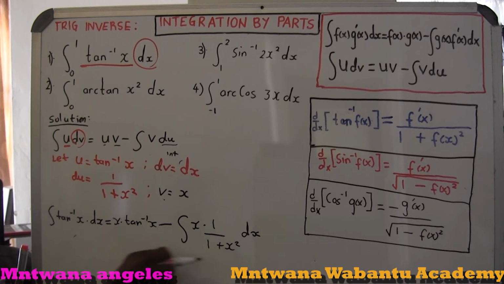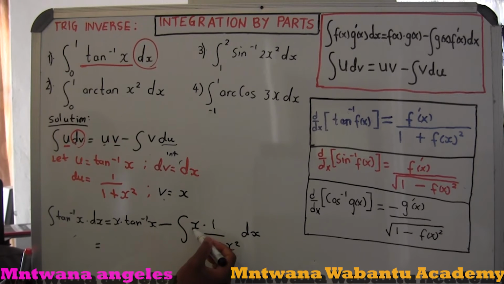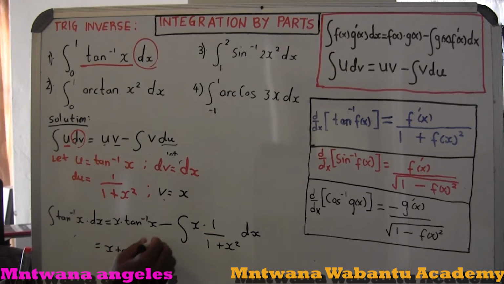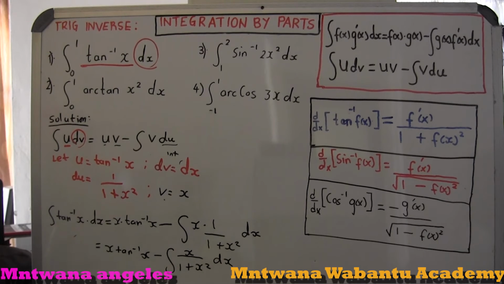So now this is going to give us x times 1 equal to x over 1 plus x squared. So this is going to be x tan inverse of x, and then we minus integral x over 1 plus x squared dx. Okay, so now you see it's not done yet. So I'm going to take these separately and then integrate separately. So we still got a problem here.